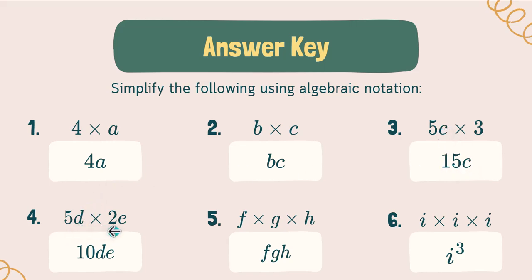Similarly, 5D multiplied by 2E will be written as 5 2s are 10 and D and E will be written together, 10DE. FGH will be written all together because we do not write the multiplication symbol in between. If you have the same letter as a variable 3 times, you will write it as I cube.